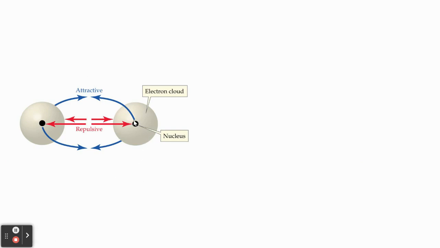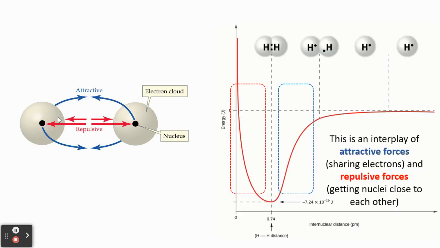Here we have two atoms. We've got our nucleus here and our nucleus here, and we have our electron cloud outside the nucleus here and our electron cloud outside the nucleus here. There are several different forces in play. The electrons here are going to be attracted to the nucleus here. The electrons here are going to be attracted to the nucleus here. And at the same time, this nucleus is going to repel this nucleus. And these electrons are going to repel these electrons. So it leads us to a graph that looks something like this.